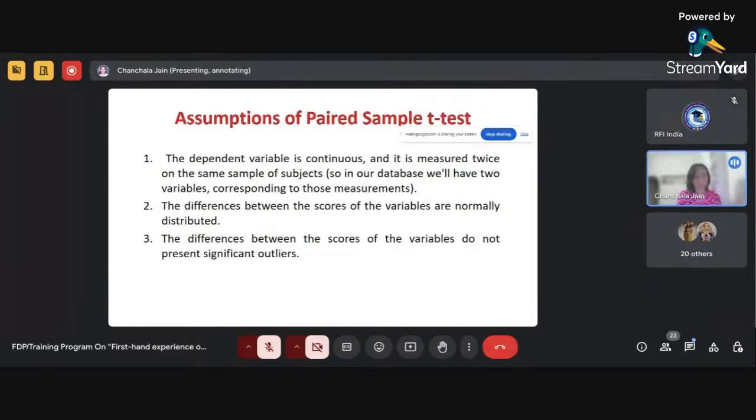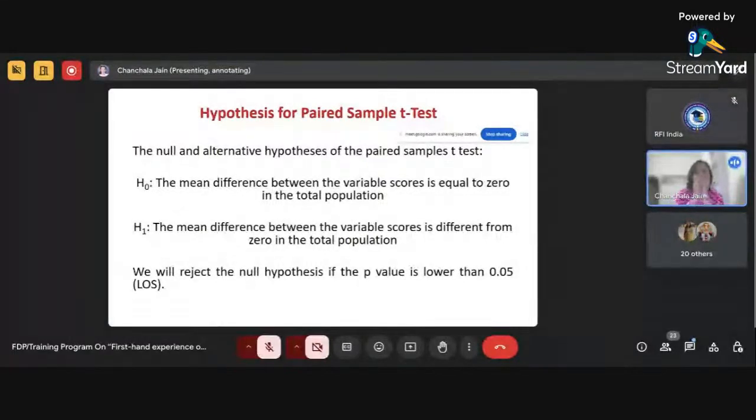Now, talking about its assumptions, the first one: the dependent variable is continuous and it is measured twice on the same sample of subjects. I think it is quite clear, everyone. I just discussed this. Second, the differences between the scores of variables are normally distributed. And last, the differences between the scores of variables do not present any outliers. So these are the three assumptions of paired sample statistics, which we will see in SPSS, how we can check them, right?